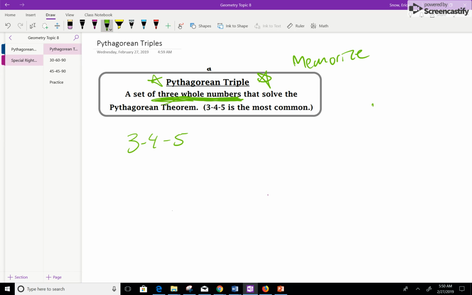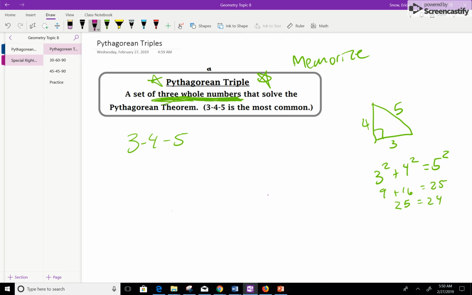And if we use the Pythagorean theorem with this, I'm just going to show you with this one example. 3 squared plus 4 squared should equal 5 squared. So we get 9 plus 16 is 25. And lo and behold, that works.